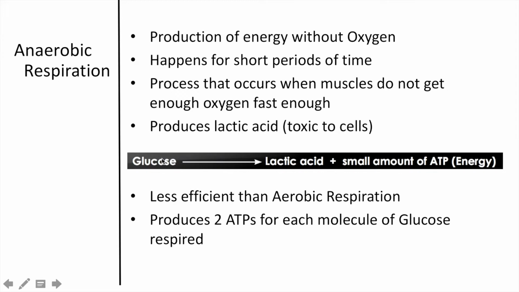When we have anaerobic respiration, it produces lactic acid, which is a poison. It's a toxin to the cells. The word equation for this is that glucose yields lactic acid plus a small amount of ATP, which is our energy that we use. It is less efficient by producing only 2 units of energy for every molecule of glucose respired.